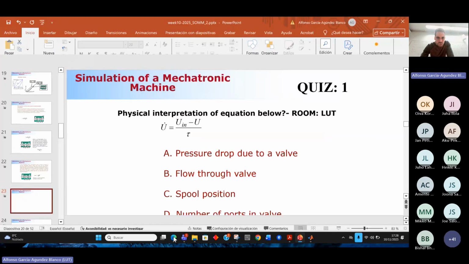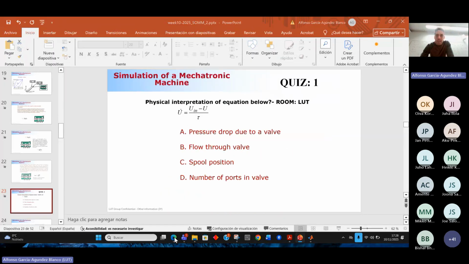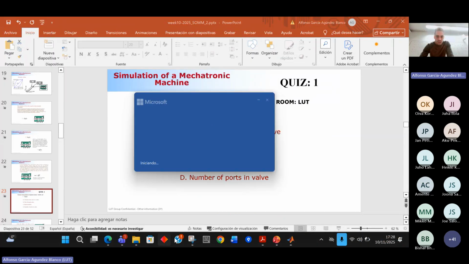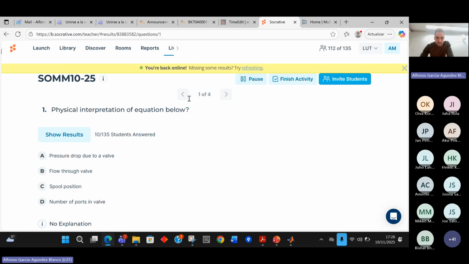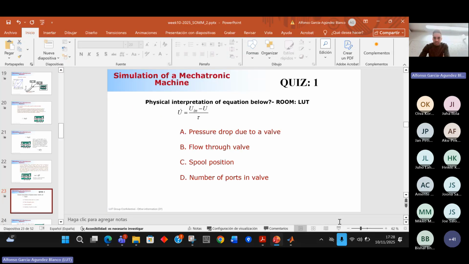So if I go to Socrative here, can you find it? Do you already have it? Okay, oops, sorry. I have already prepared it and I have it ready. Indeed, I have all of the days ready. So you can already solve it. The quiz basically asks you for the physical interpretation of this equation.